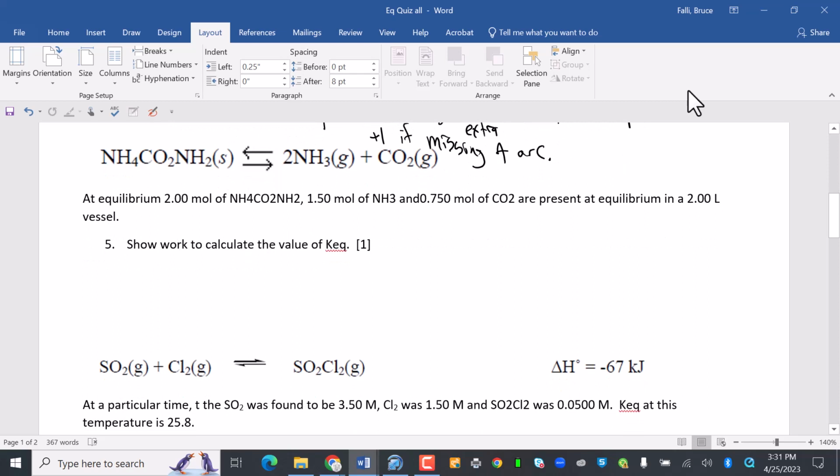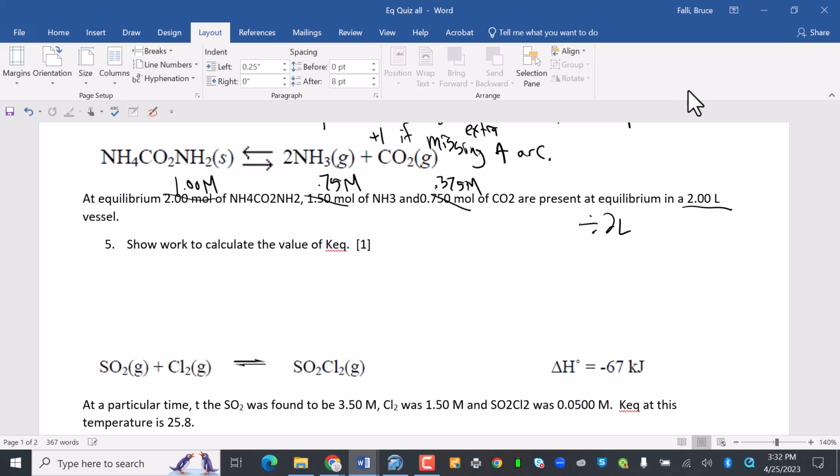At equilibrium, 2 moles of this in a 2-liter container. So you know I hate my moles. So right away, 2 moles, I have to make that into molarity. 2 divided by 2, so this is 1.00 molarity. 1.5 divided by 2 is 0.75 molarity. And 0.75 divided by 2 is 0.375 molar.